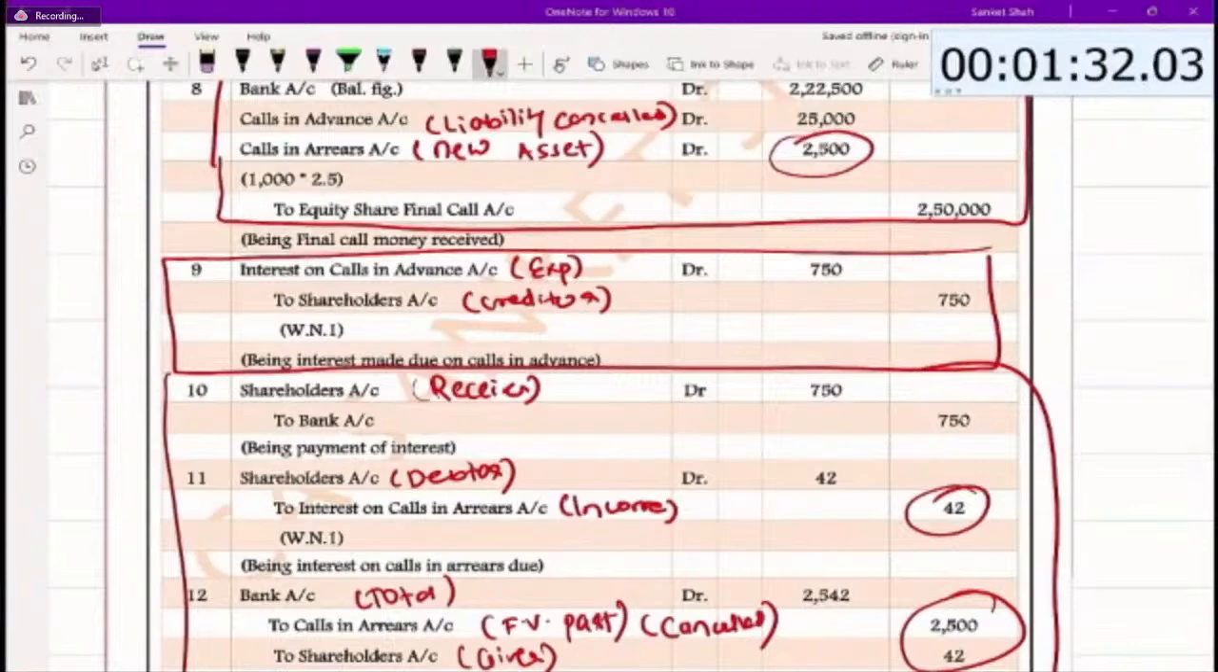Prasad, remember it logically, beta, logically. 9, 10, 11, 12. Interest is our expenditure to the shareholder. We have to pay him. Interest is our expenditure. Yes, these entries are difficult ones.